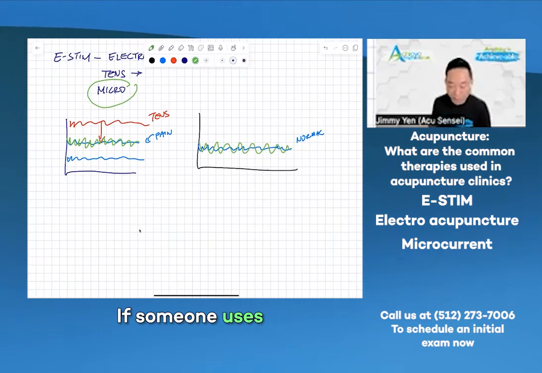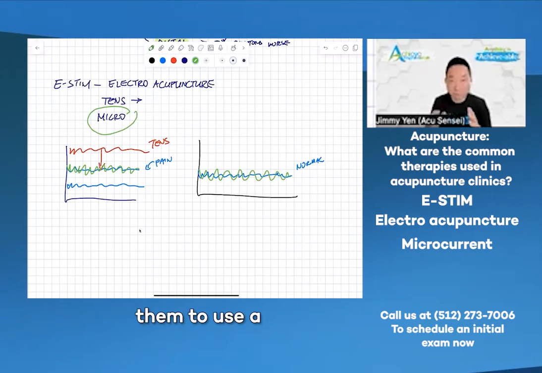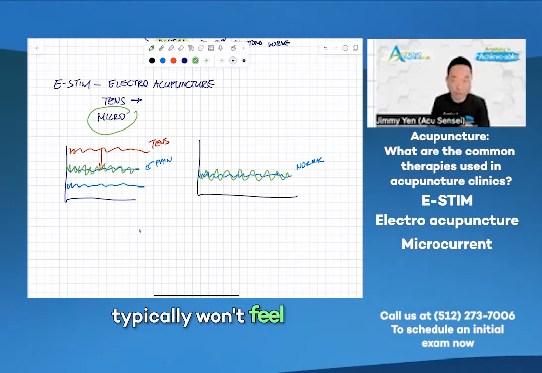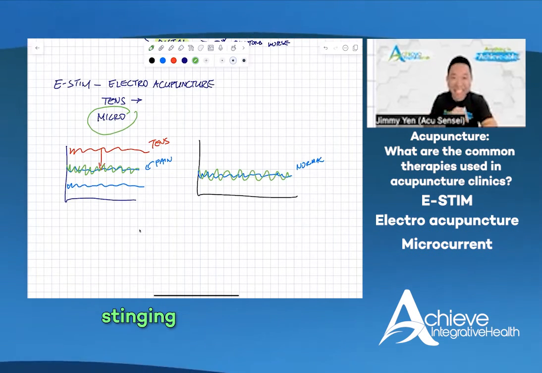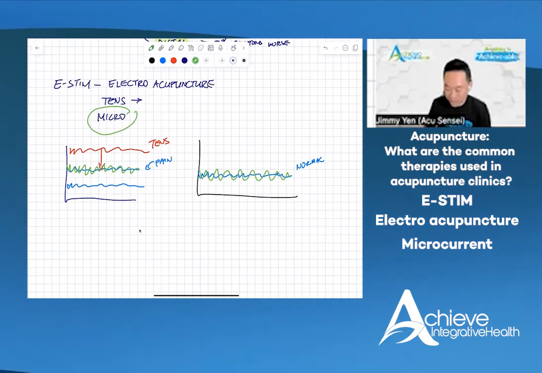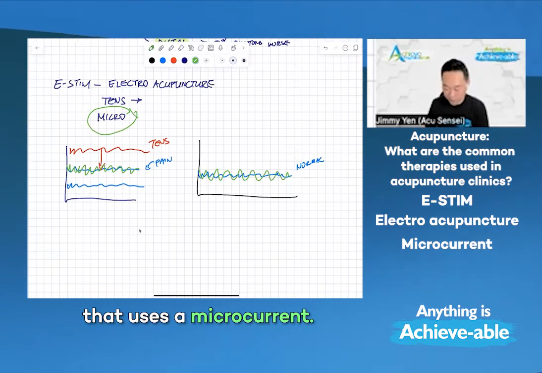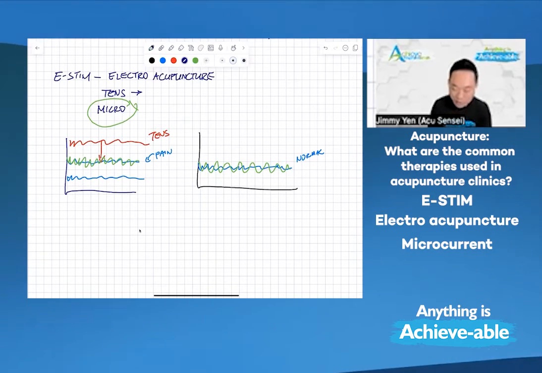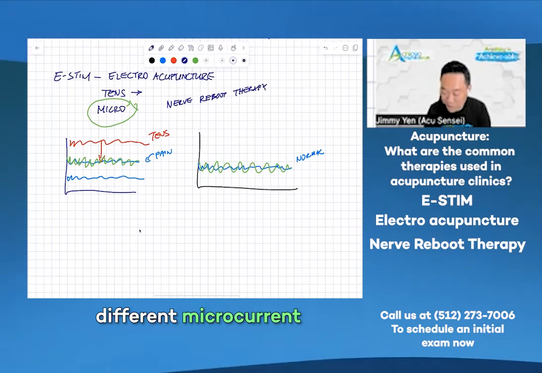If someone uses electro-acupuncture, you want them to use a microcurrent, right? The microcurrent you typically won't feel. The TENS unit you will feel, like prickling, stinging, and your muscles will pulsate or contract, right? So you want to find someone that uses a microcurrent. Now, there's a difference in microcurrents. We use something in our clinic called nerve reboot therapy, because there are different microcurrent devices.